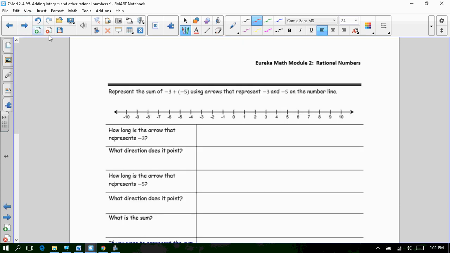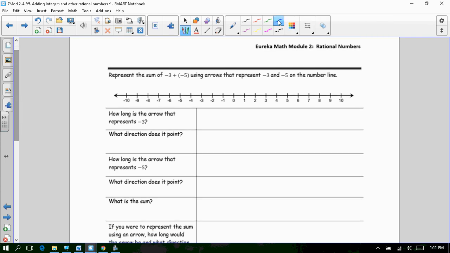All right, page 26. Keep going. This time, though, we're looking at -3 plus -5. So again, we're going to work with -3 and -5. Start at 0, go -3. How long is that arrow? It's 3 units. What direction did it point? It went to the left.